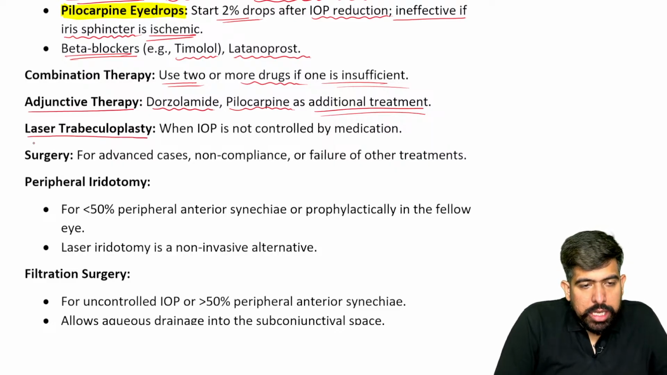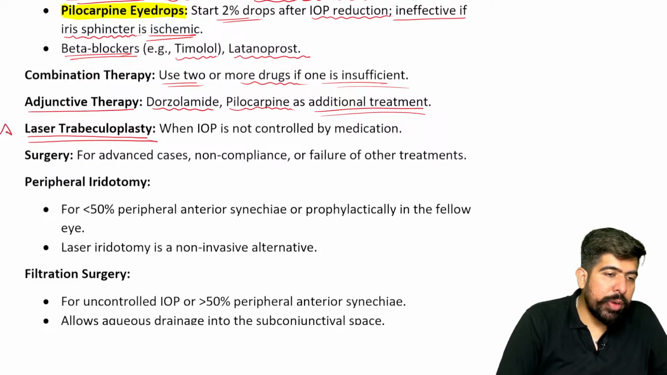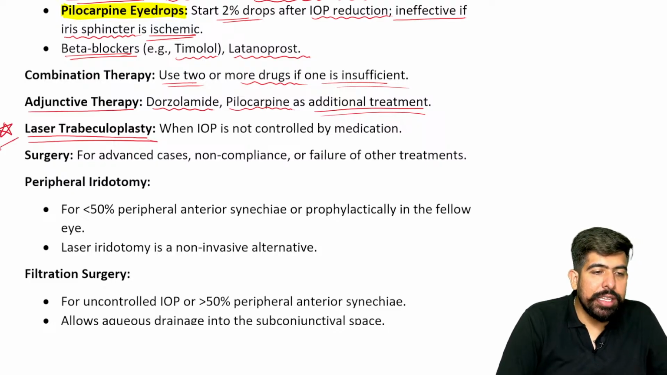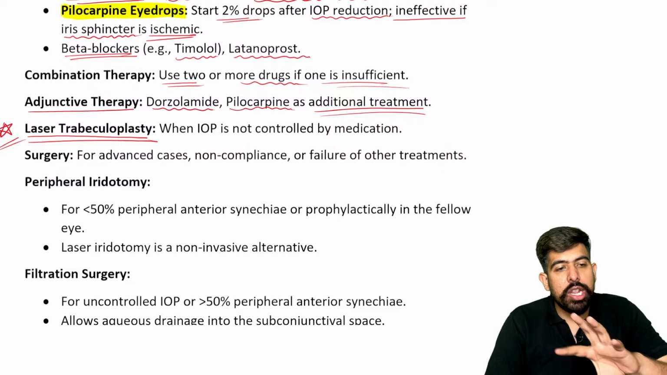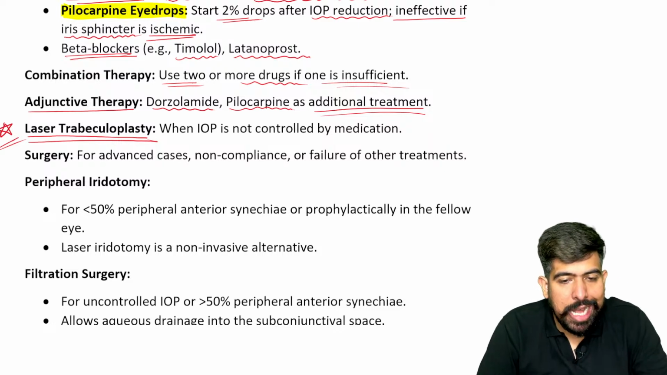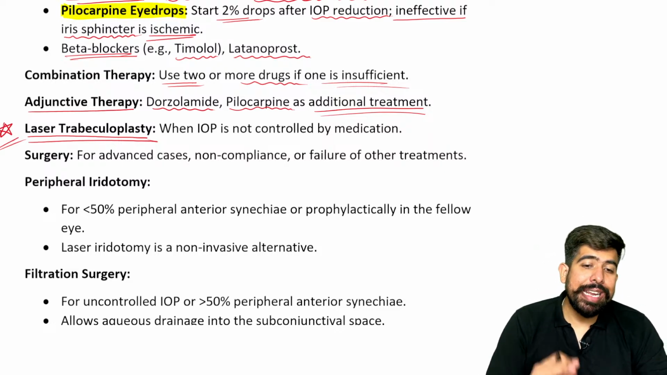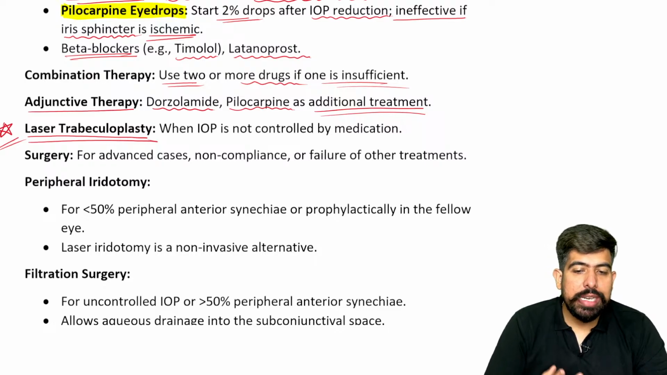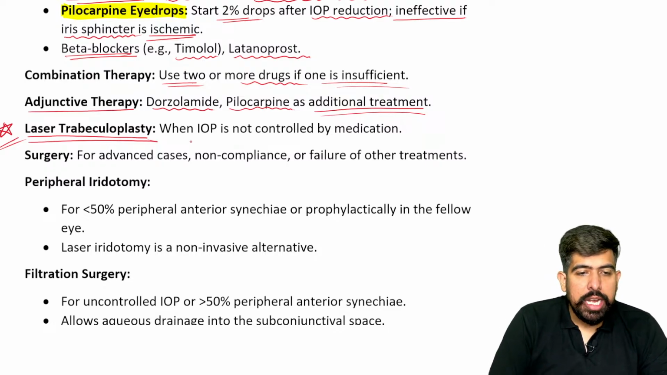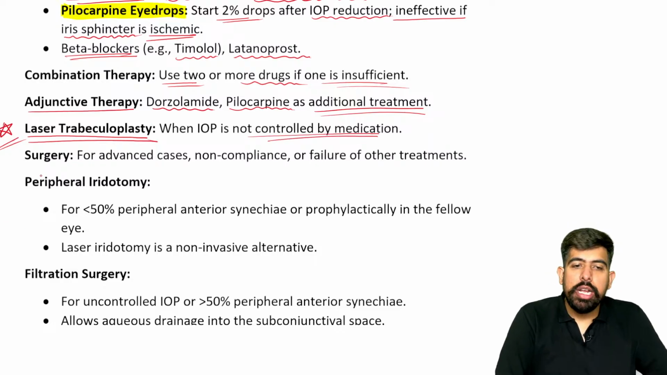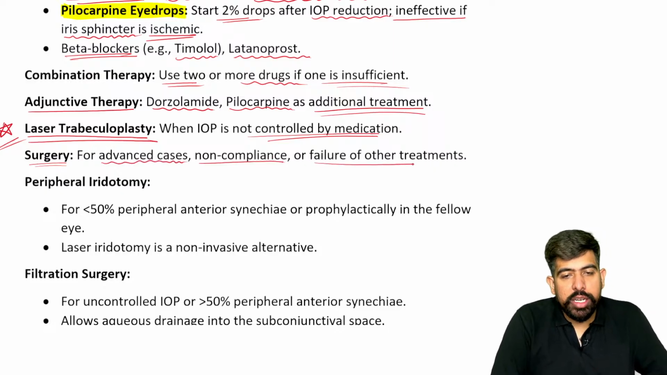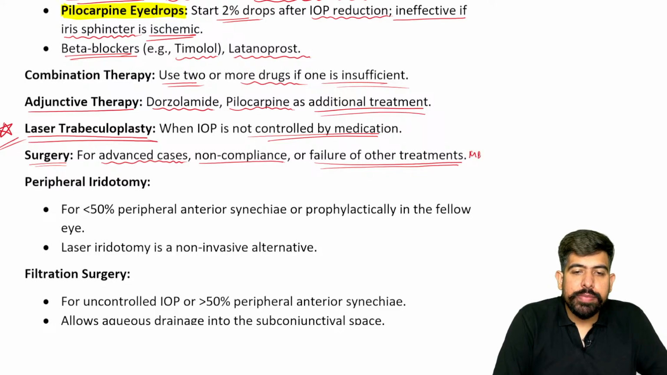And the next, laser trabeculoplasty, right? So we are correcting the trabecular meshwork, which is sclerotic, which already has sclerosis, right? If I'm treating that through these lasers, doing the surgery, when the IOP is not controlled by the medication, so we have to do the surgery. The surgery is for advanced cases, which is non-compliance and failure of the other treatment or failure of the medical treatment.